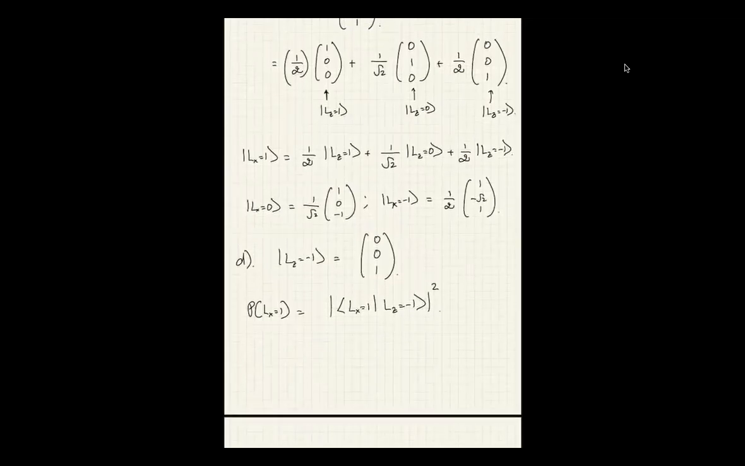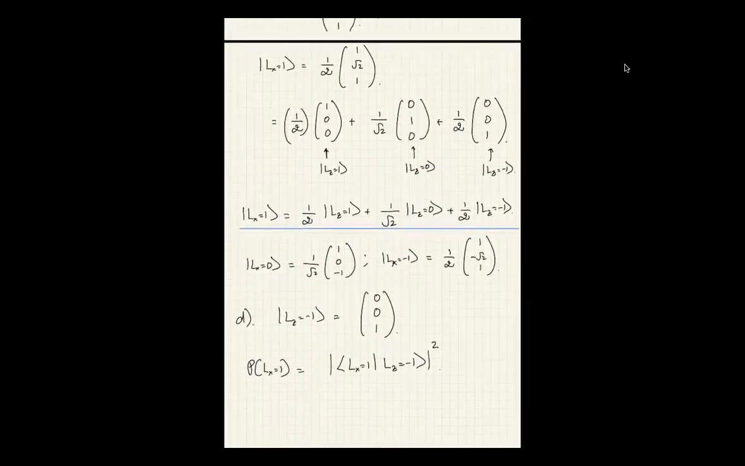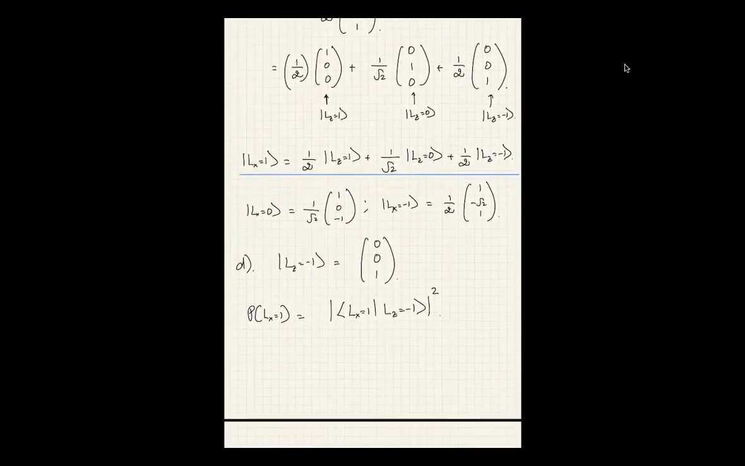The probability of getting the eigenvalue plus 1 would be the overlap of the Lx equal to 1 state with the Lz equal to minus 1 state. This would be the amplitude, and the probability would be the absolute square of this amplitude, right? So we know what the Lx equal to 1 state is. You can either use this equation with the blue underline, or you can simply use the column vectors. They are both fine. If I use the equation which I've underlined in blue, the advantage is that the orthonormality property is very clear.